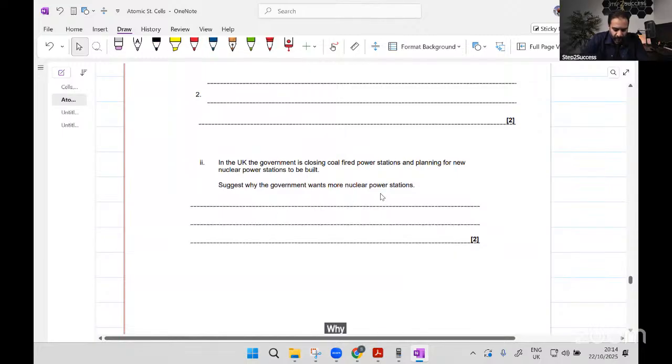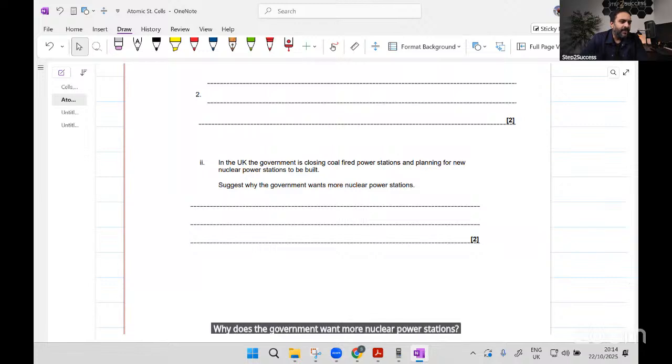Why does the government want more nuclear power stations? Nuclear energy is very reliable and gives us a lot of energy. And also, it doesn't emit greenhouse gases when we use nuclear energy. So that's why the government might want more nuclear power stations.